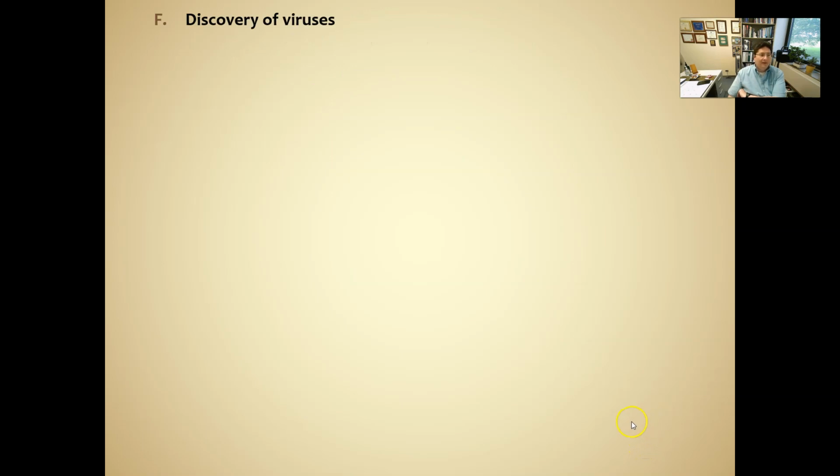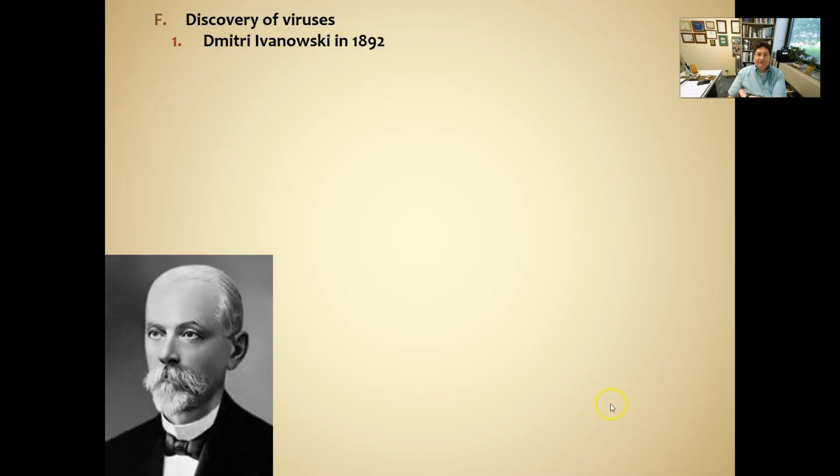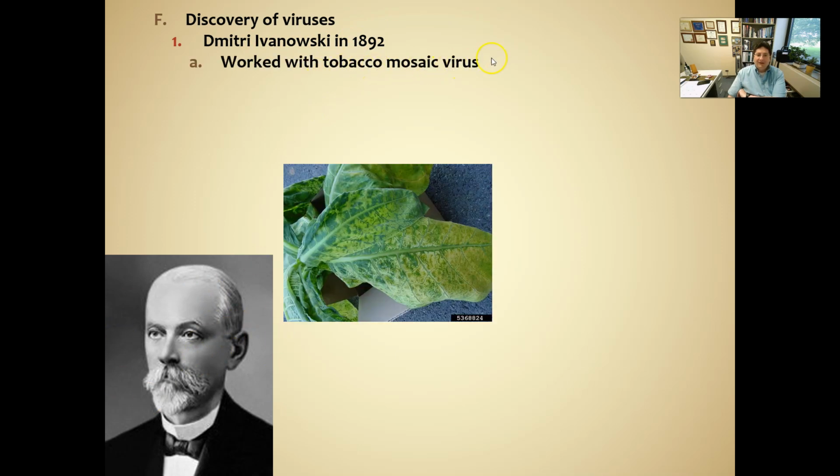Now, when were viruses discovered? The person credited with discovering viruses is Dmitry Ivanovsky in 1892, pictured here. He was working with tobacco mosaic virus. He noticed that these plants were infected by something. He was able to determine that it wasn't bacteria, but what was it? Is it a fluid? Is it some other kind of particle? He didn't really know what it was and just referred to it as Contagium vivum fluidum.